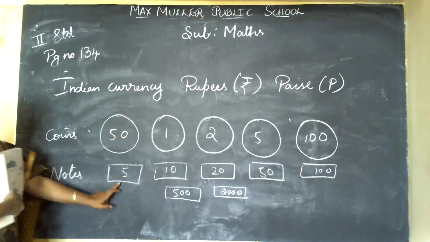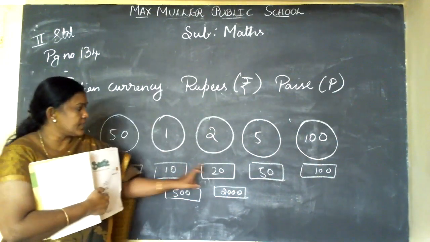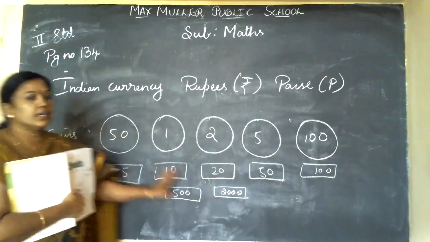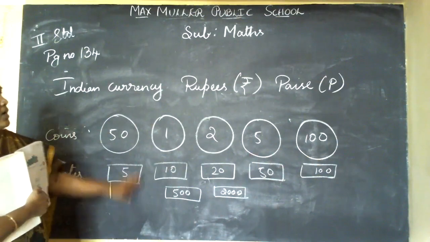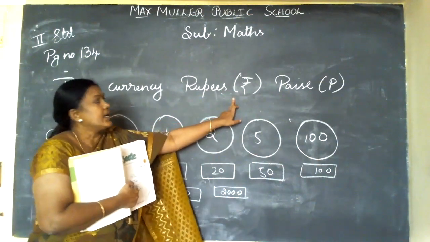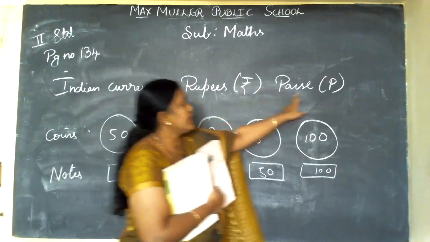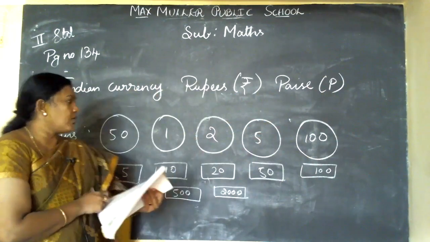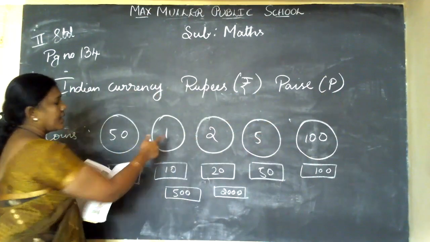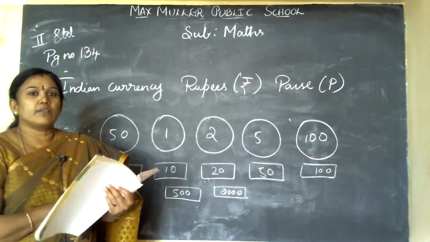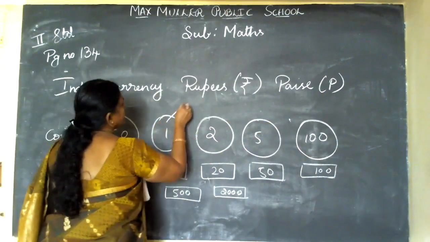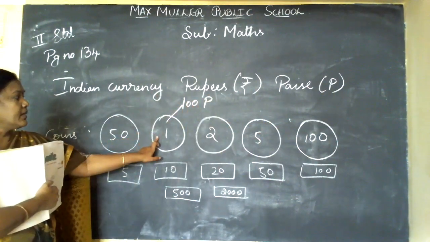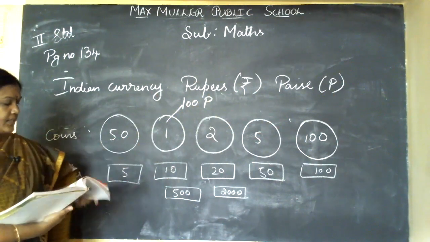In notes, see, 5 rupees note is there, 10 rupee note is there, 20 rupees, 50 rupees note, 100 rupees note, 500 rupees, 2000. In our country, Indian currency is like this, children. See, rupees short form, you can write like this sign, rupees, paisa, P. This you want to write in the rough note. Now we'll go to, see, this is the 1 rupee coin. In 1 rupee coin, how many paisa will be there? 100 paisa. Understood, children? In 1 rupee coin, how many paisa will be there? 100 paisa.